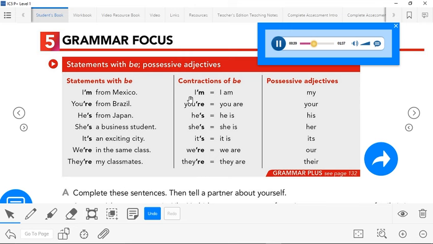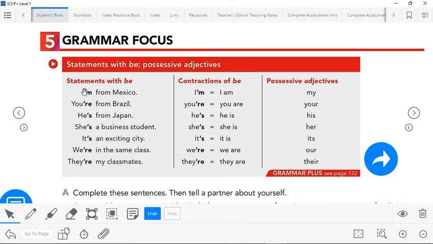Contractions of be. I'm equals I am. You're equals you are. He's equals he is. She's equals she is. It's equals it is. We're equals we are. They're equals they are. Possessive adjectives. My. Your. His. Her. Its. Our. Their.